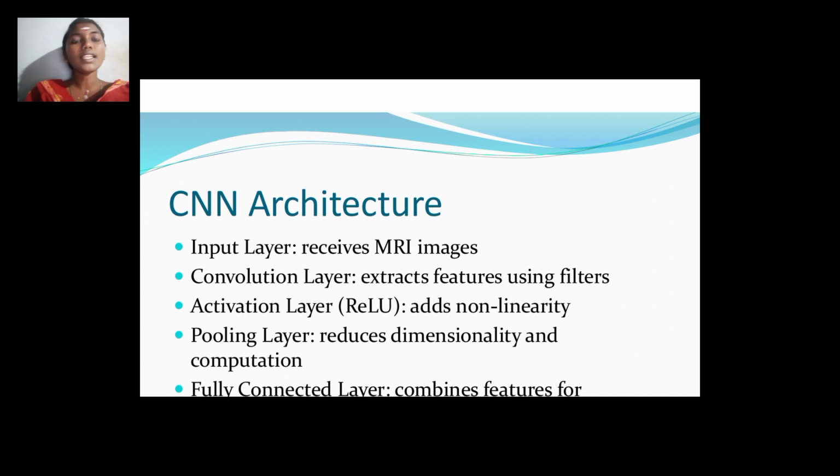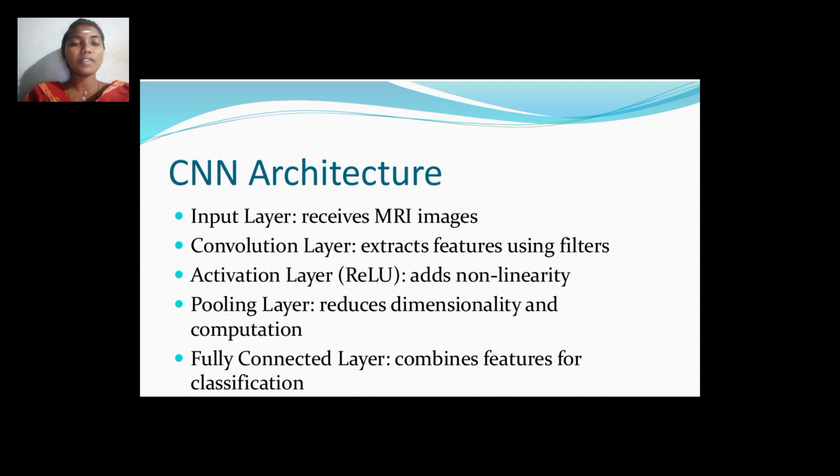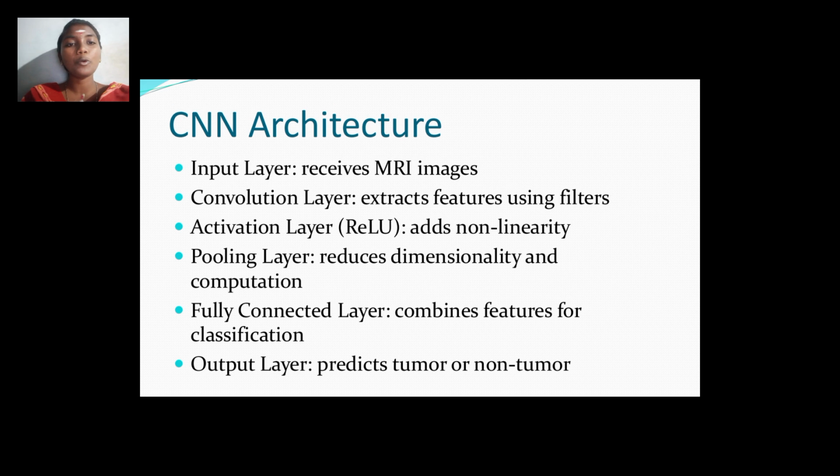Next, the architecture of the convolutional neural network. It has six types of layers. One is the input layer, another is the convolution layer, the other is the activation layer, the next is the pooling layer, the fully connected layer, and the output layer.